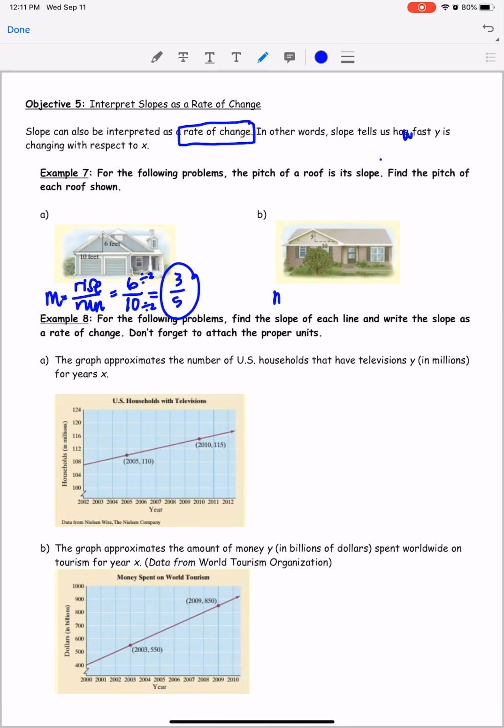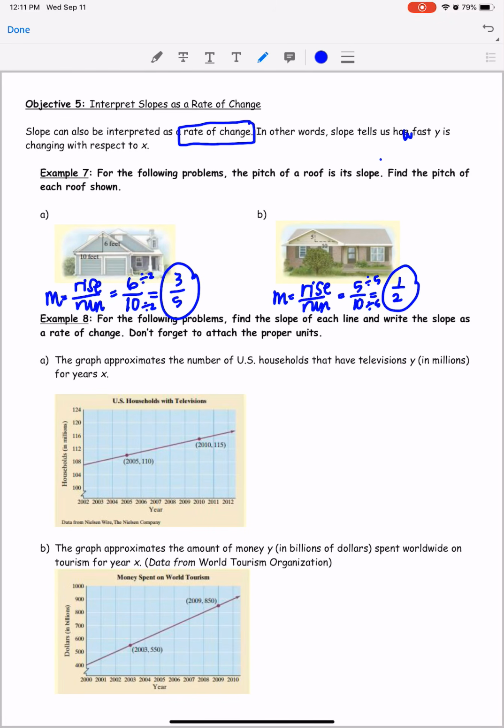Now your slope here, same thing. Rise over run. Which one represents my rise? It's going to be the 5. Which one represents my run? That's a 10. Divide these both by 5. And my slope here is 1/2.